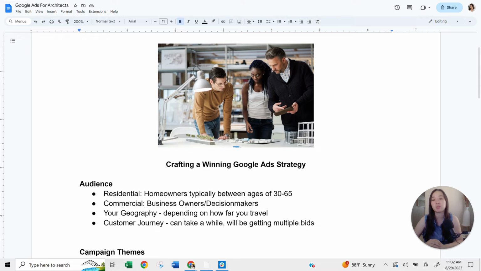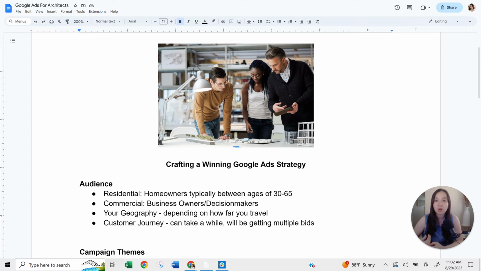So you probably would not want to target anyone under a certain age demographic. Typically, it's going to be someone of an age that's more mature, a business owner looking for some serious architecture services.